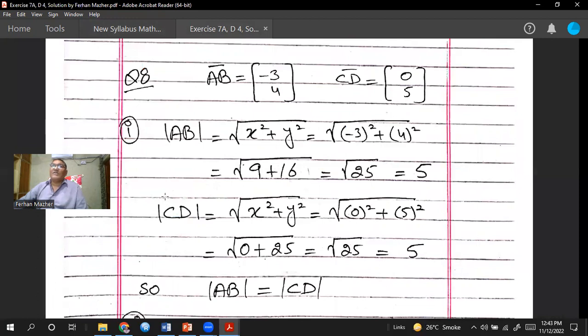Okay. So the magnitude of AB will be the square root of x square plus y square. So it will be the square root of minus 3 square plus 4 square. So it will be 9 plus 16, so that will be the square root of 25, which will be 5. So this is how you do question number 8, first part.